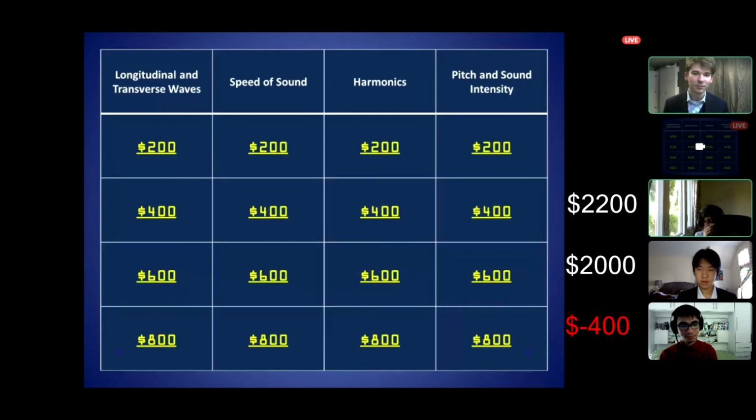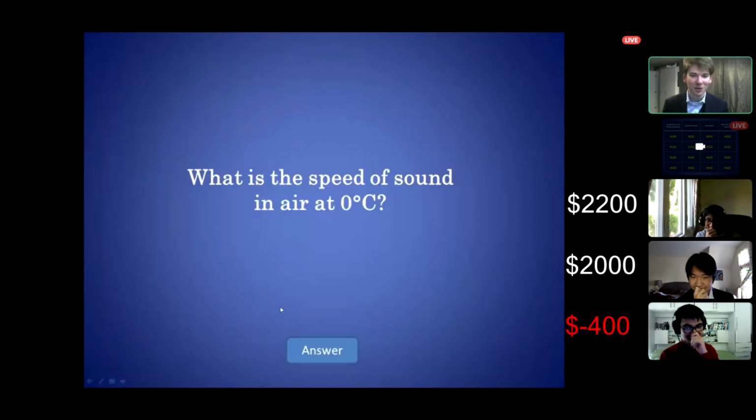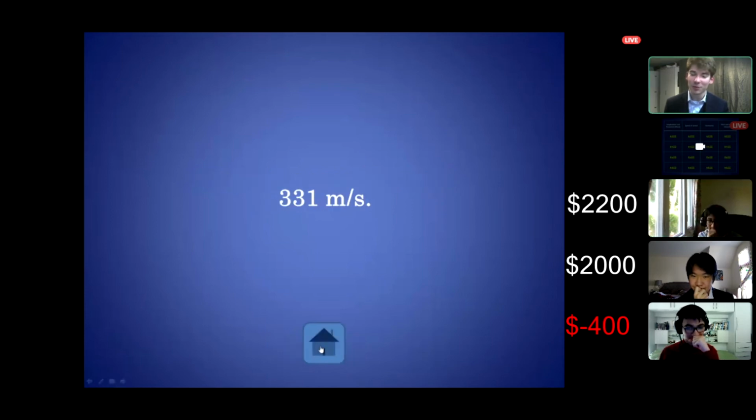I'm not sure. I think I might take speed of sound for 800 at this point. Another 800. Wow, Joel. What is the speed of sound in air at 0 degrees Celsius? I'm gonna have to say 331 meters per second. 331 meters per second. That is correct.